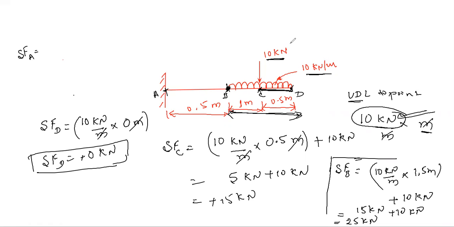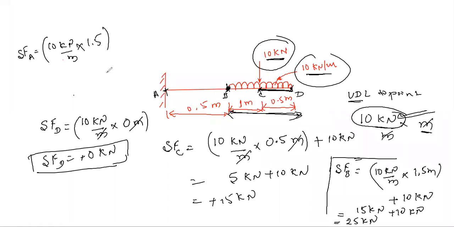So here we have this force as well as this force. The same answer we will get. That is nothing but 10 kilonewton per meter into the length. So the length of the UDL is 1.5 only, the length of the beam. This is nothing but your UDL load, plus we have this one, 10 kilonewton, which is acting here. So the answer will be 25 kilonewton. So this is how we need to calculate the shear force for the given loading condition for a cantilever beam.